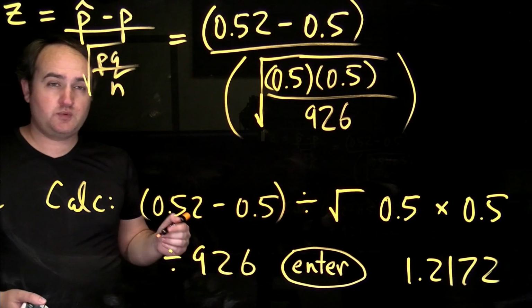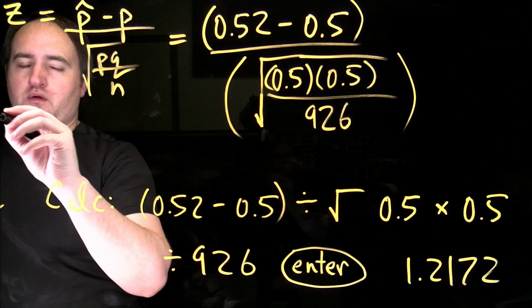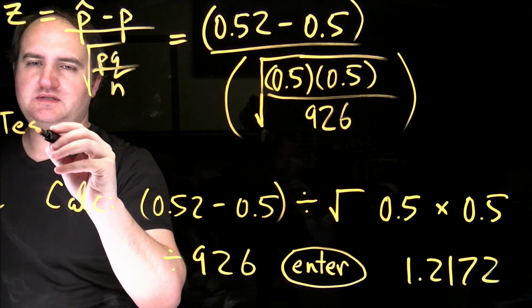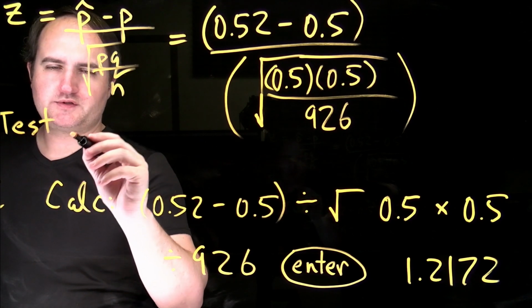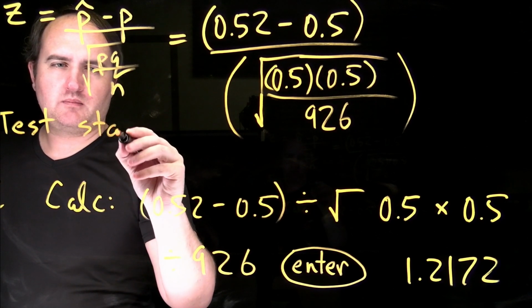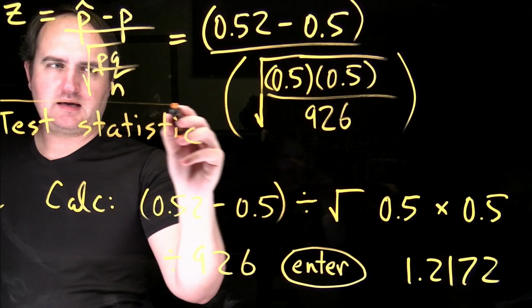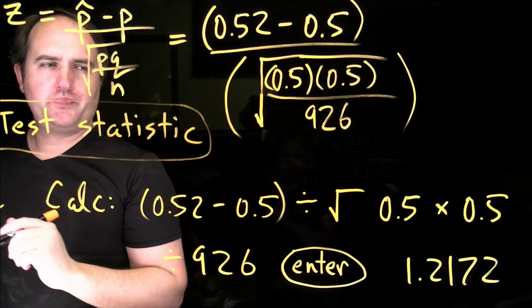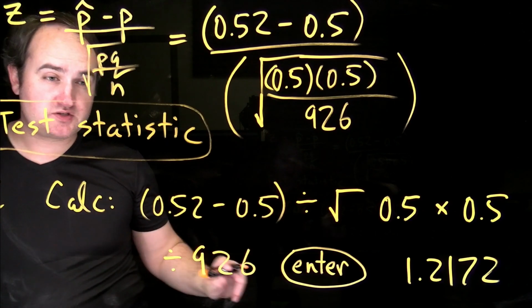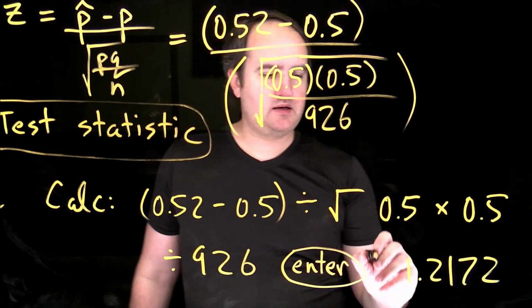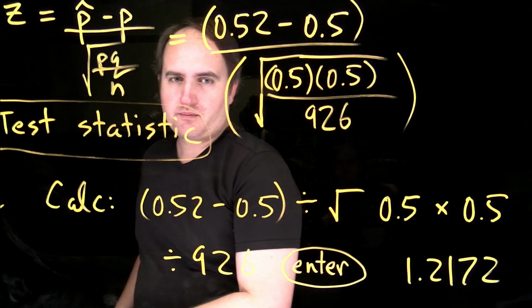Now this thing that we just calculated is called the test statistic. Remember, we're doing a test of a claim, so the test statistic is what we're calculating now. This is important, and it's actually a z-score. So this number that we got here is a z-score.